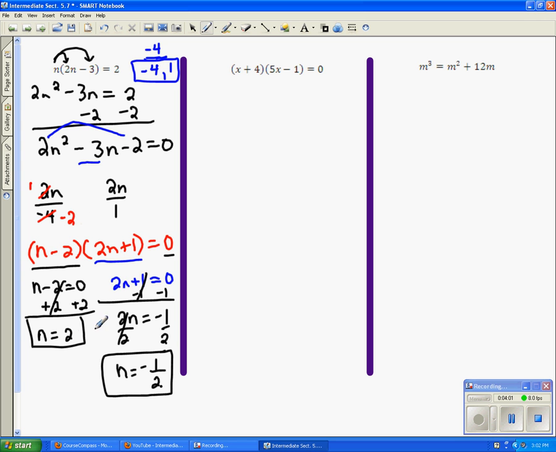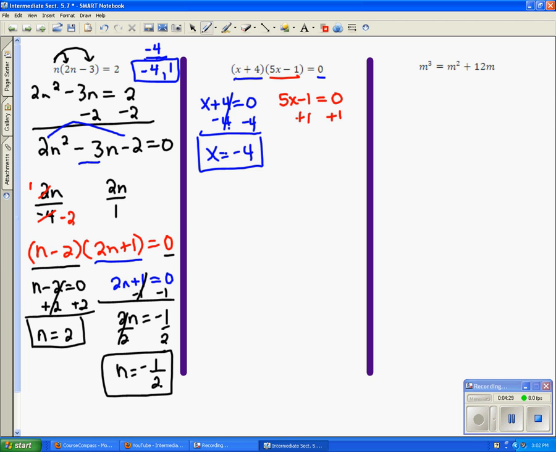Okay, my next example, if you look, this one's factored out already. Basically, it's already down to this step right here. So all I have to do is take this one and set it equal to 0 and solve, and then take this parenthesis, set it equal to 0 and solve. So this one was halfway done for us. So we get x equals negative 4 is one of our solutions. And then on this side we solve for x, and we're going to get x equals 1/5 as our other solution.